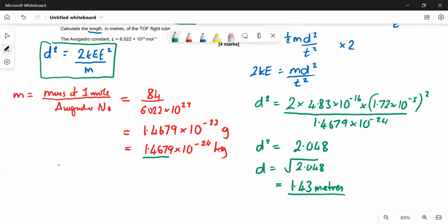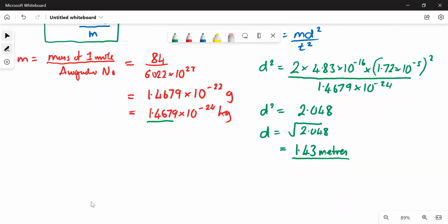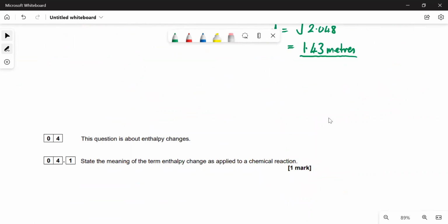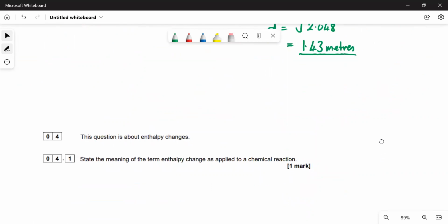Okay, so pretty straightforward, but lots of possibilities for making mistakes, really. So you've got to be careful with that sort of question. It's the same question they always ask for those time of flight things. So once you can do it, okay.